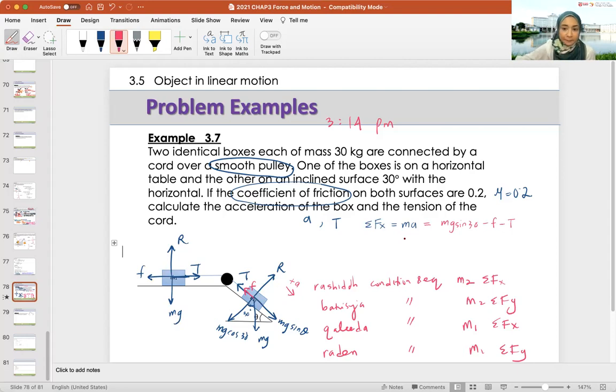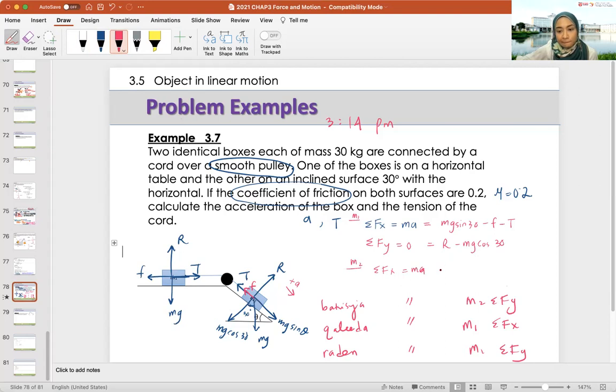Rashida dah, Batrisha. Net FY M2 equals to 0. The equation R minus mg cosine 30. Okay, good. Khalida? FX equals to MA. Okay, FX equals to MA.